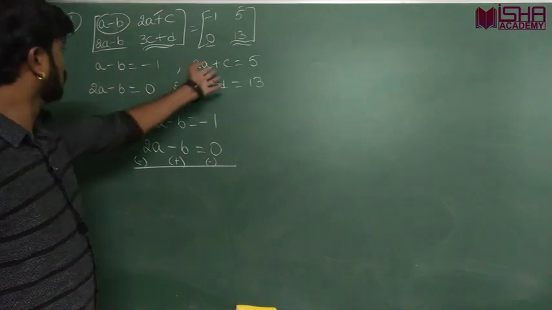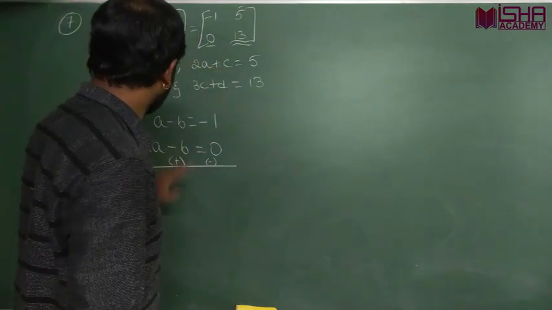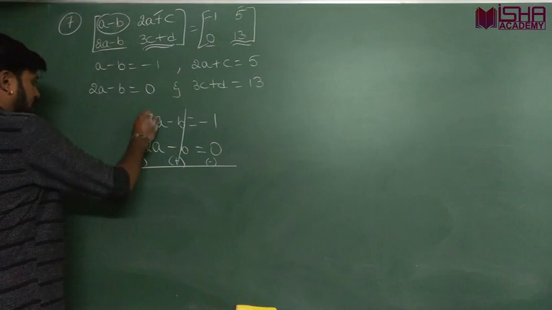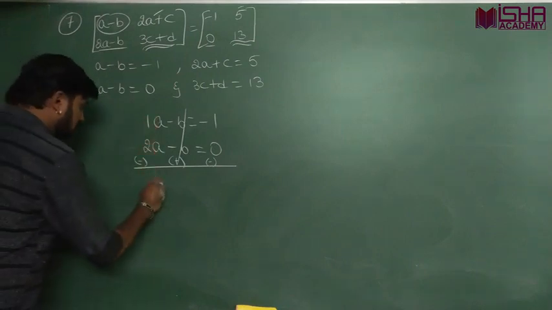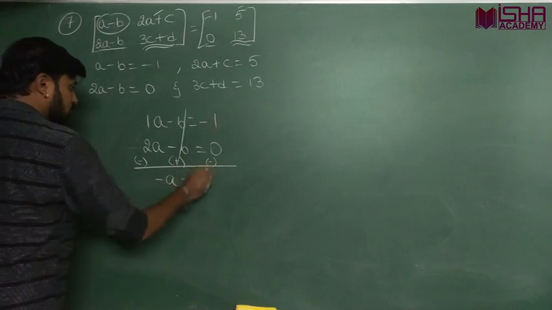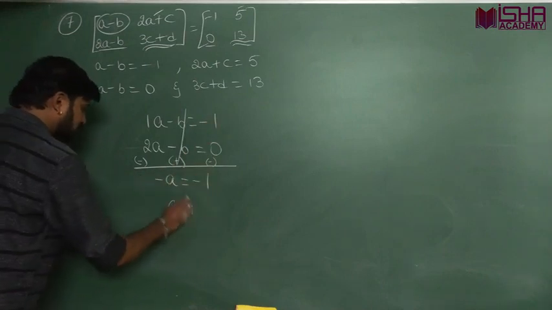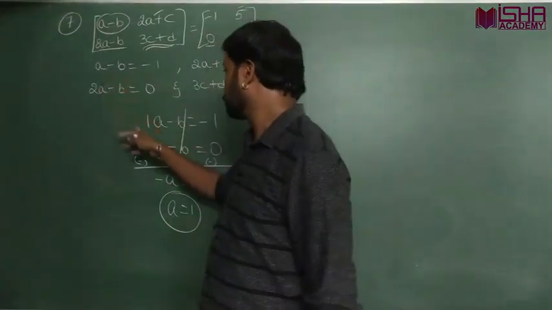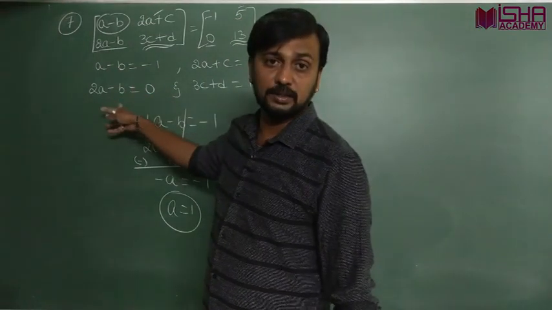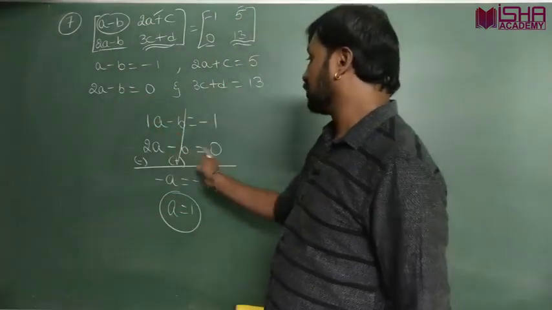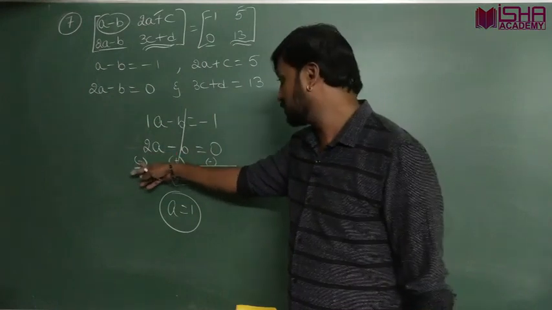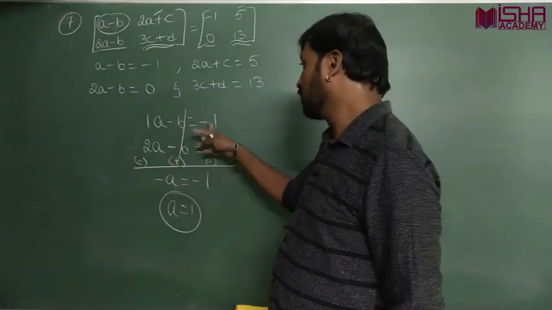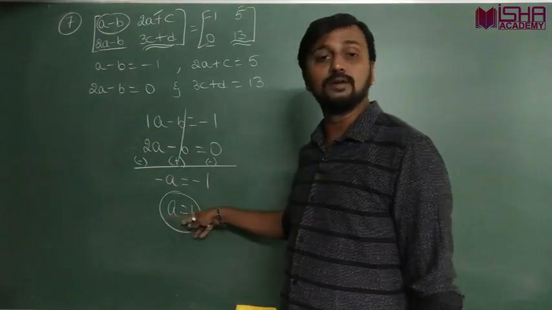So you can solve 2A plus C and 2A minus B also. So in this, minus B plus B cancel, then what is the answer? This is 1A minus 2A, which is minus A, equals minus 1 minus 0, which is minus 1. So A value is 1. Just solving these 2 equations. So A minus B equals minus 1 and 2A minus B equals 0. Just subtract both the equations, just change the signs. So A minus 2A is minus A, minus 1 minus 0 is minus 1. So A value is 1.